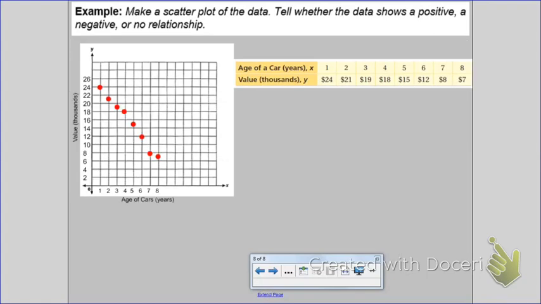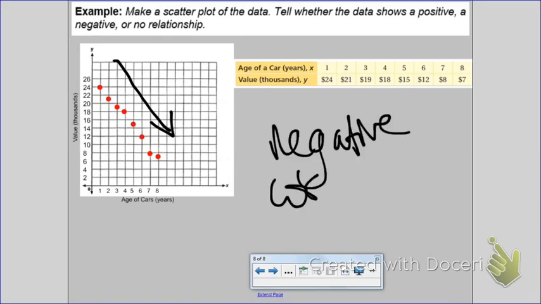Your scatter plot should look something like mine. If you used a different scale, that's fine. But even if you used a different scale, you should still see that this is going to be a negative correlation, because as the x is increasing, the y is decreasing, our points are going downwards.